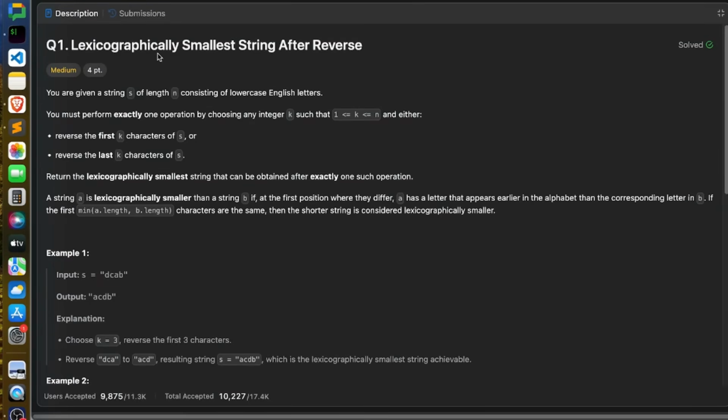So today we will discuss and solve the four problems asked in today's LeetCode Biweekly Contest 168. So let's start with the first problem.